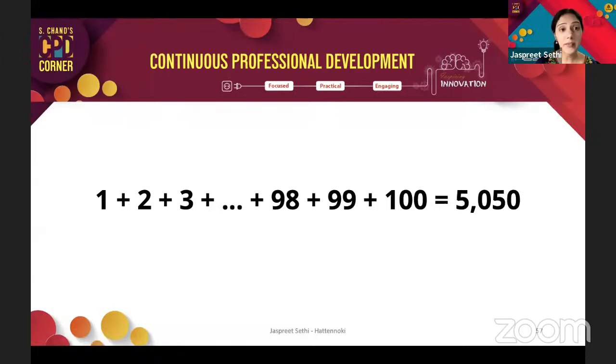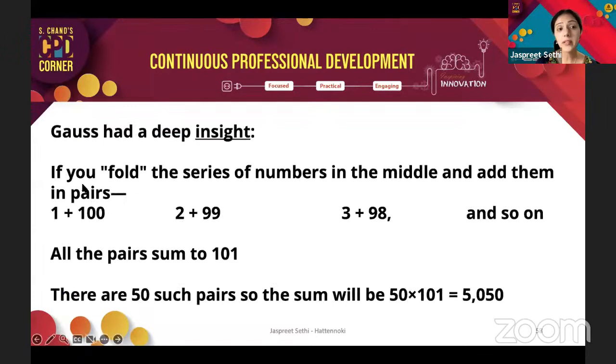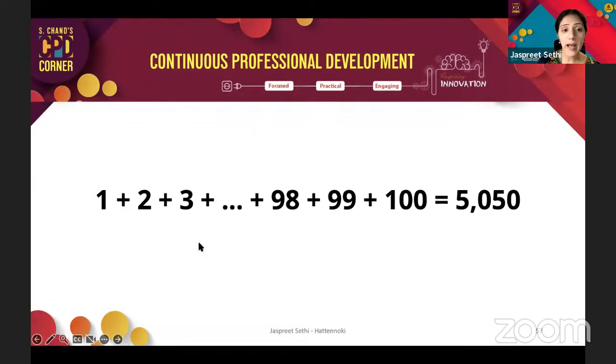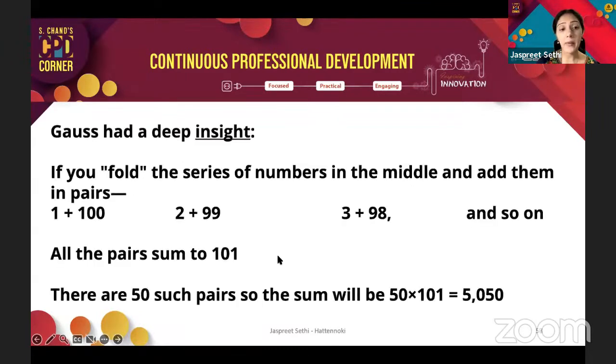He had a deep insight. This was Gauss, by the way, the student. He had a deep insight that if you fold the series in the middle and then add in pairs, that means, let's go back, if I add the 1 and the 100, the 2 and the 99, the 3 and the 98, I will keep getting the sum of 101.